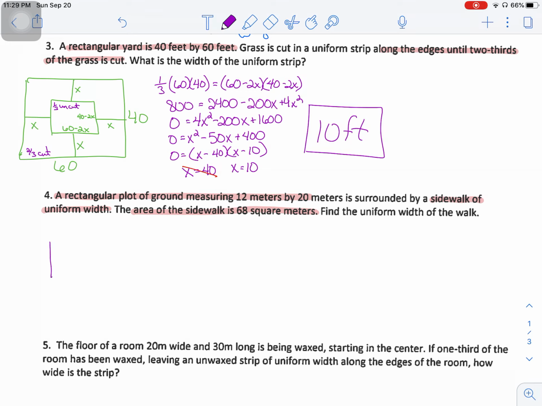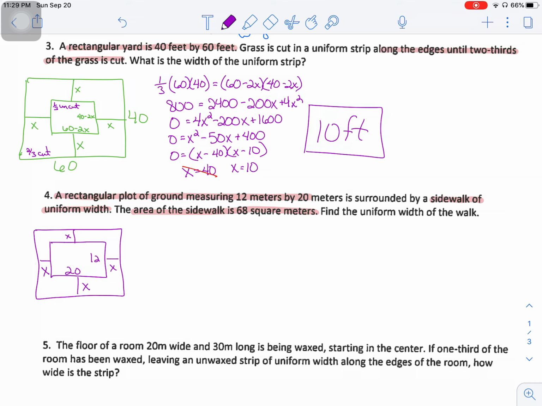We have a rectangular plot of ground. I'm going to go ahead and make this a little bit more accurate. It is 12 meters by 20 meters, surrounded by a sidewalk of uniform width. This is the part that is all uniform, even if it doesn't look it with my picture. That's okay. I'm going to label everything x here.